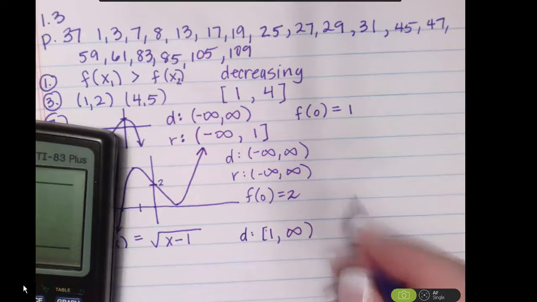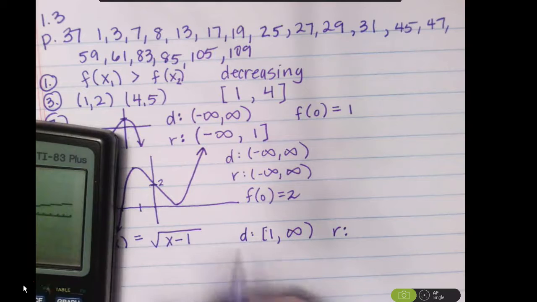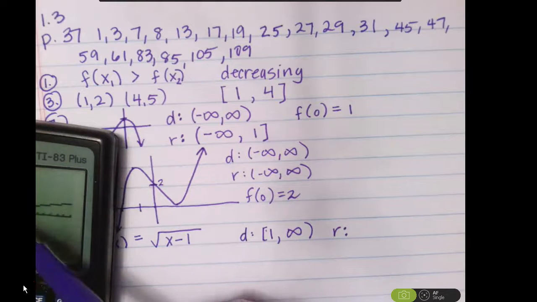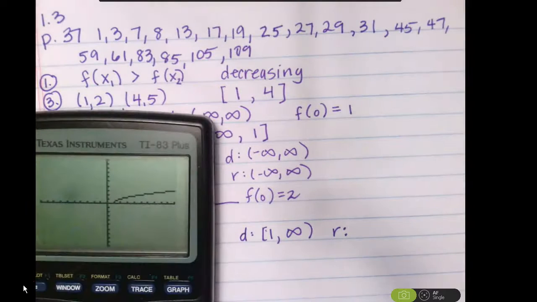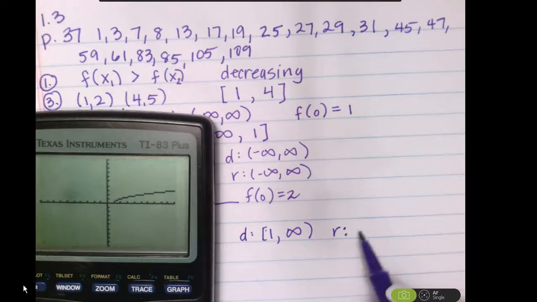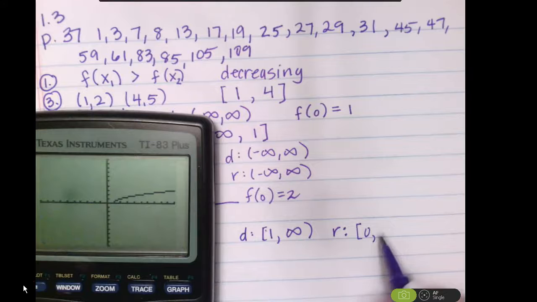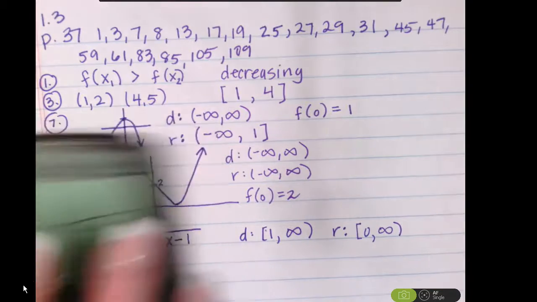So I'm going to go up to infinity, and then my range values, when I look at the graph, my graph does not extend below the x-axis, so the lowest y value that I've got is 0, but then I am increasing pretty slowly, but I am increasing. There doesn't appear to be an end to this graph, so infinity is the upper end of the range.